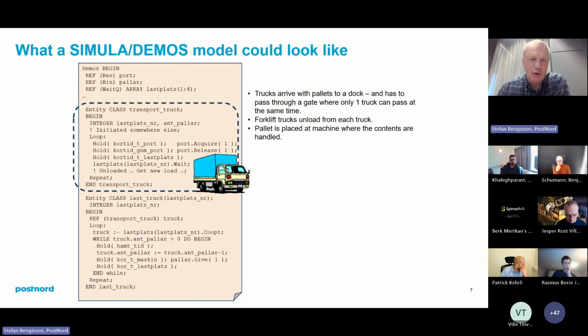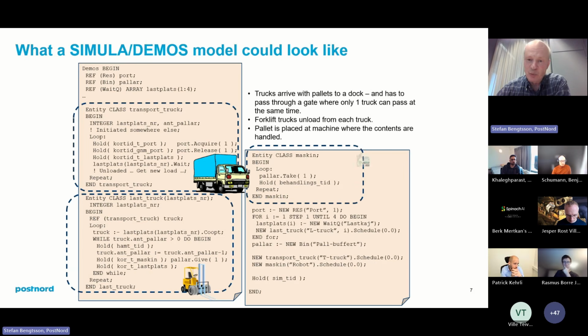And if you look at this and you're in some way familiar with the way you think in agent-based modeling and in discrete event modeling, what we did was we created an agent. It happened to be called entity or class, but that doesn't matter. It's an agent. And inside that agent, we described the process from that agent's perspective. Then we did the same thing when it comes to the forklift truck. And then we did the same thing when it came to the machine.